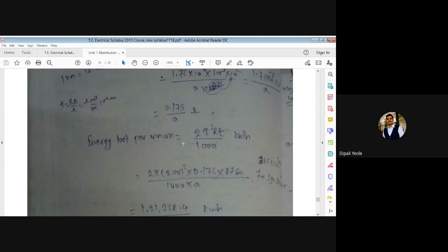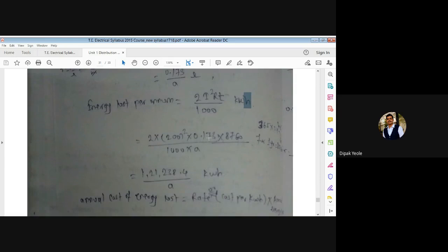Energy loss per annum. This is constant. 2I square RT divided by 1000. This 1000 we have taken per kilometer, in kWh. Put the value of I as 200, R as this value 0.173 divided by A. See how T was calculated. There are 365 days; if I multiply 365 days by 24, I will get 8760 hours. Yes, because I am interested in hours. Yes. After solving this equation, you will get the energy lost per annum.